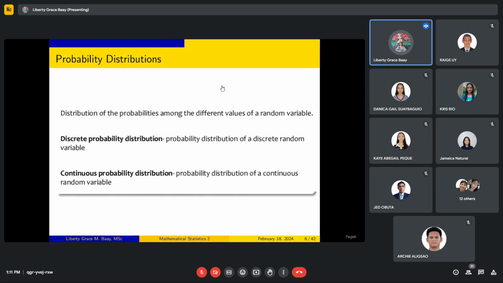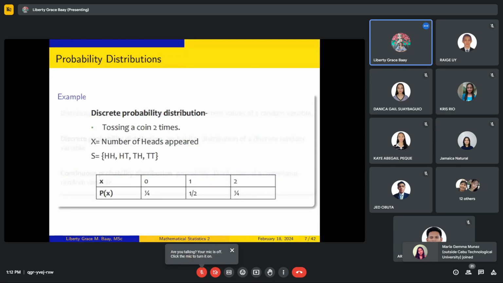Okay. And since we have a discrete random variable, we also have a discrete probability distribution. And for the continuous random variables, we also have the continuous probability distribution. Okay, so the discrete probability distribution is a probability distribution of a discrete random variable, whereas the continuous probability distribution is a probability distribution of a continuous random variable. Okay, so we have here an example, discrete probability distributions.